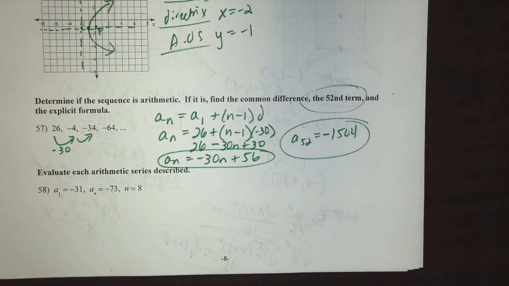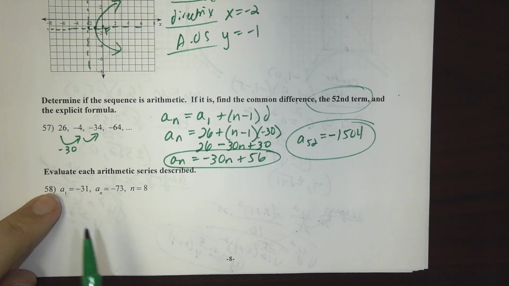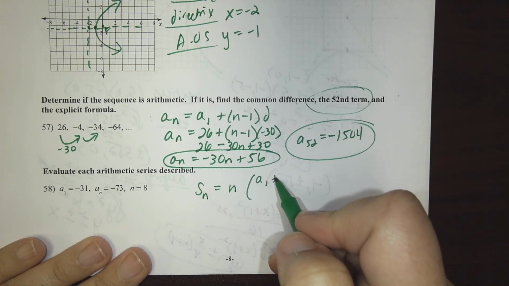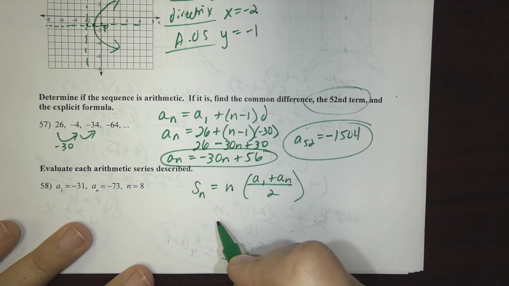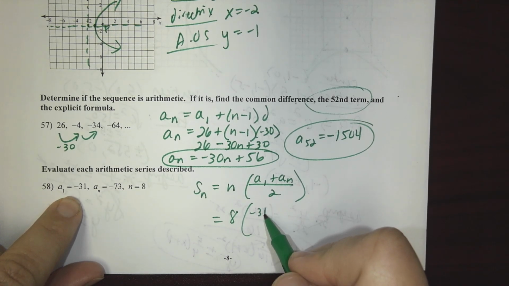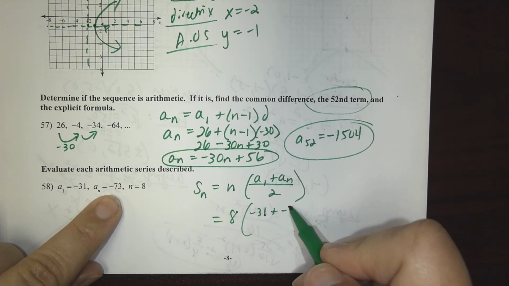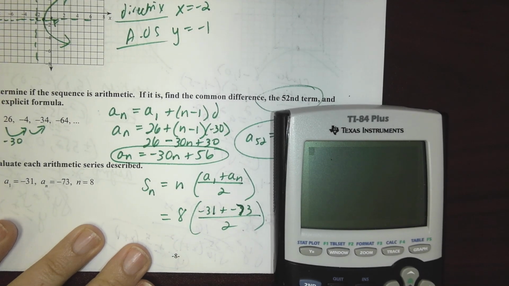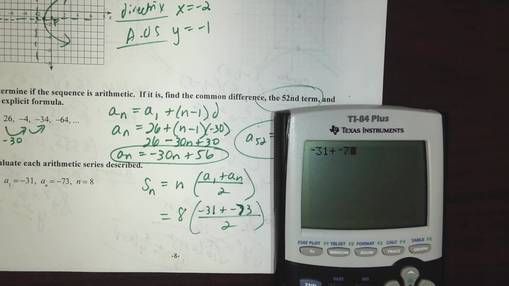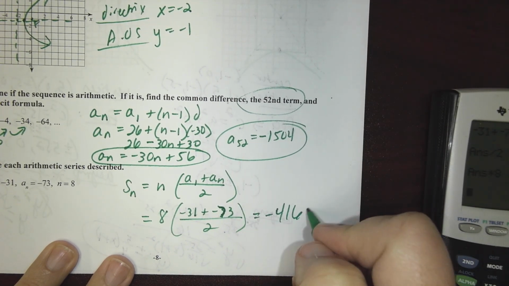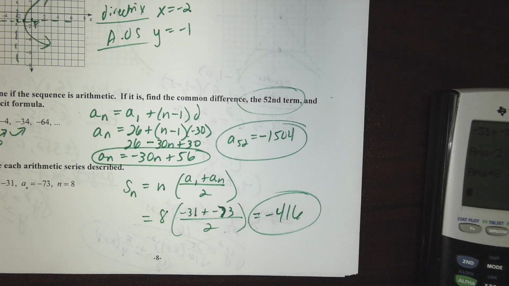Evaluate the series. Now again, you need to know your series formulas. This has an a_n and an a_1. So the series formula is S sub n equals n times a_1 plus a_n, divided by 2. They told us n was 8. a_1 is -31. a_n is -73. And I'll just let my calculator do all that work for me. Divide that by 2, and then multiply that by 8. -416 is the answer. One more part, and we are done.